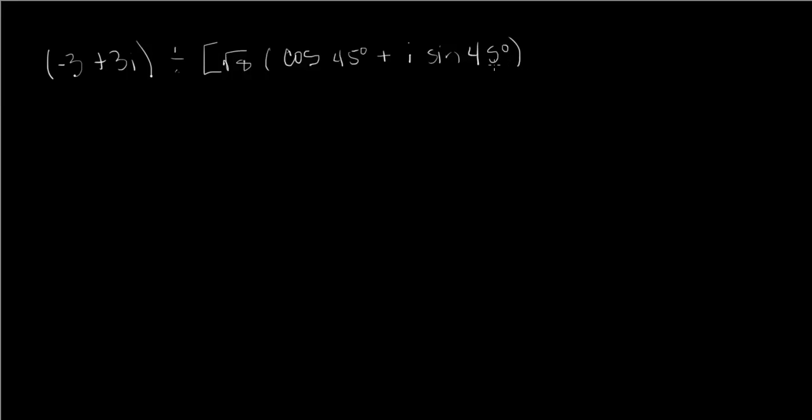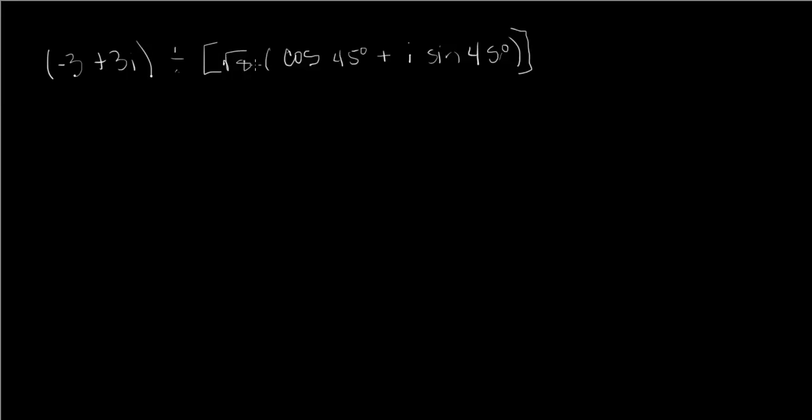Let's look at this one. This is number 7 in your homework. We have negative 3 plus 3i, a standard form of a complex number, divided by square root of 8 times cosine of 45 plus i sine 45. So what I have here is a standard form up here and a trig form here. I need to convert this to a trig form like we just did in the last problem.